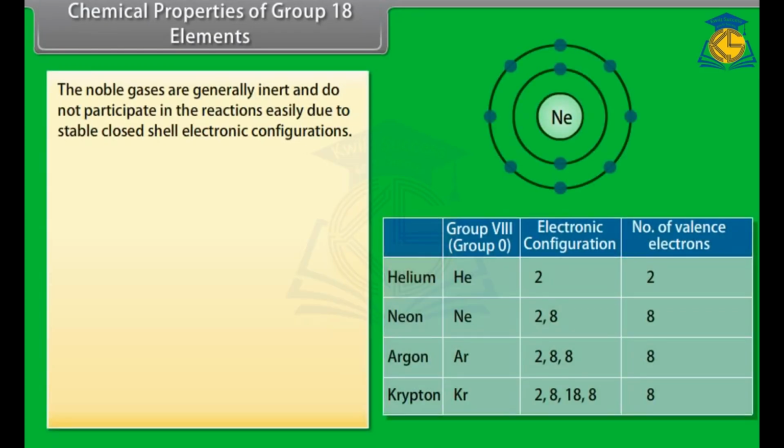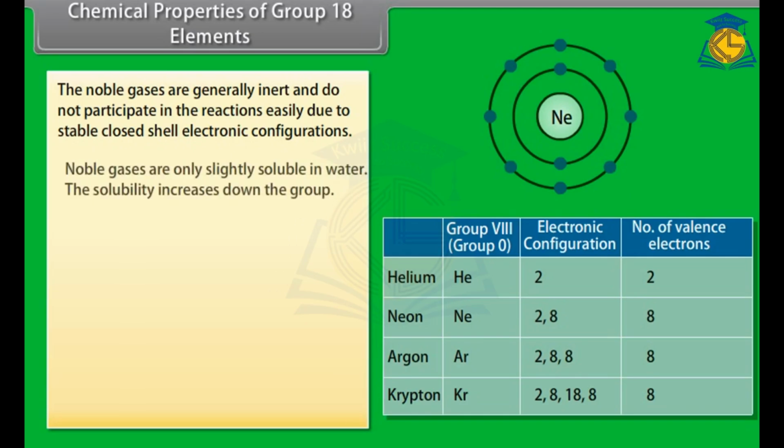Chemical properties of group 18 elements. The noble gases are generally inert and do not participate in the reactions easily due to stable closed-shell electronic configurations. Noble gases are only slightly soluble in water. The solubility increases down the group.